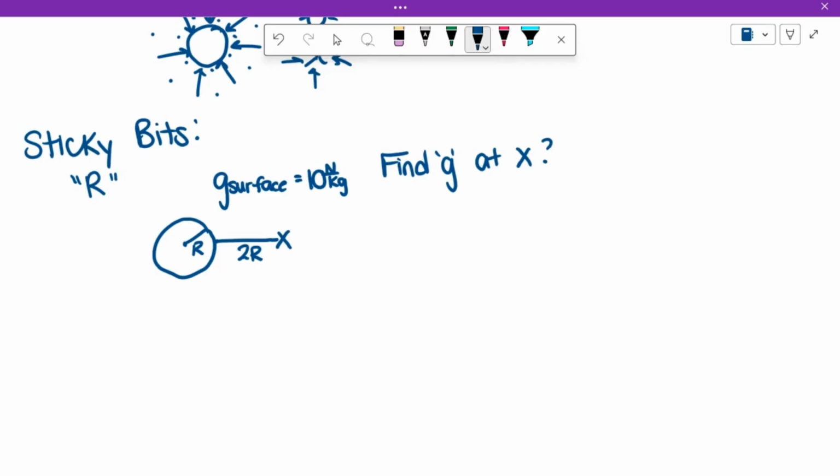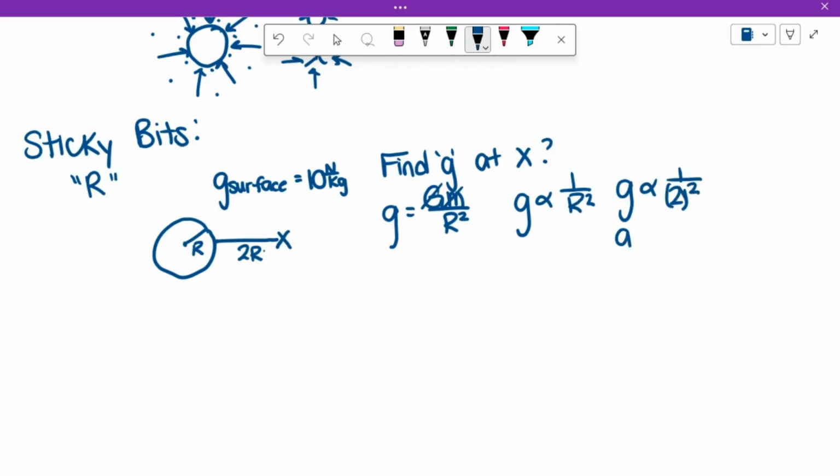What a lot of students will do is say, all right, g equals GM over R squared. If G and M remain constant, because the mass of the planet is not changing, that means g is proportional to 1 over R squared. I am at a distance of 2R, so g is proportional to 1 over 2 squared. So g changes by a factor of 1/4. So then g is now equal to 2.5 newtons per kilogram.